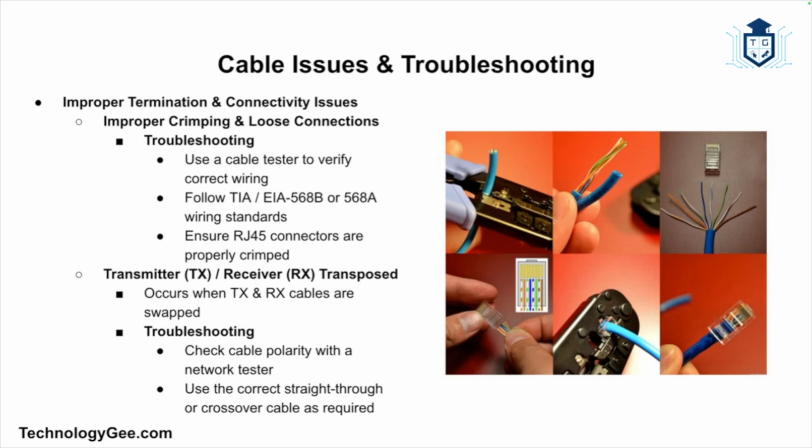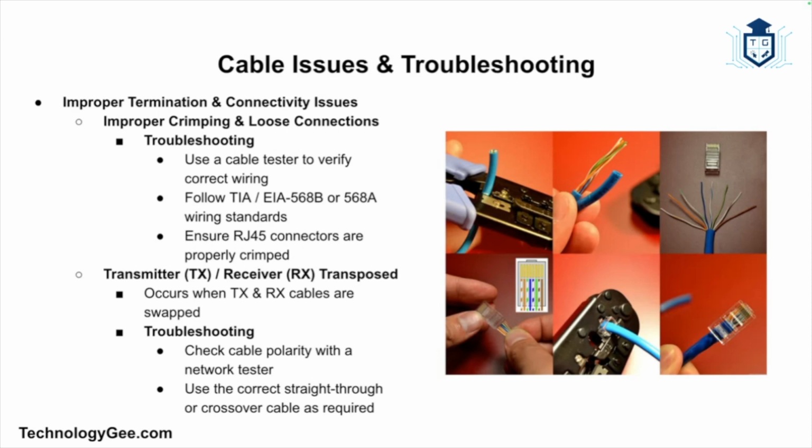All right, so let's move on and talk about improper termination. Improper crimping, incorrect pinouts, and loose connections can all cause connectivity failure. When it comes to troubleshooting, you want to use a cable tester to verify correct wiring. You want to follow the TIA 568B and 568A standards for Ethernet cabling, and you want to ensure your RJ45 connectors are properly crimped.